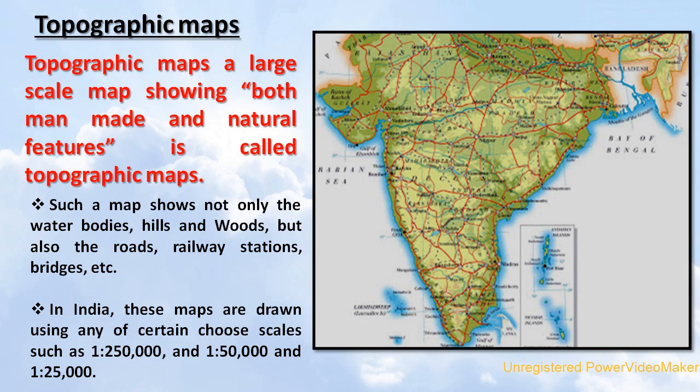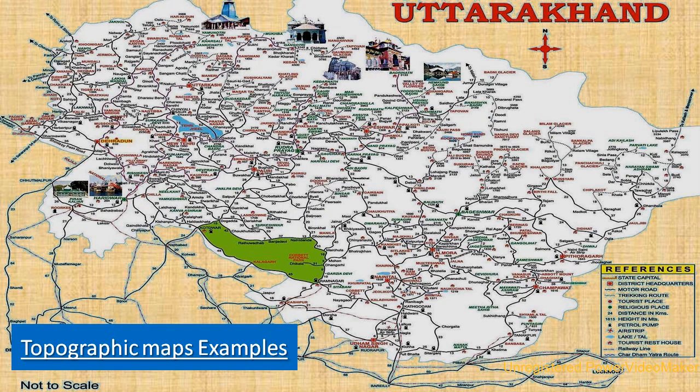Such a topographic map shows not only the water bodies, hills and woods, but also the roads, railway stations, bridges, etc. In India, these maps are drawn using certain chosen scales, such as 1 is to 2,50,000, 1 is to 50,000 and 1 is to 25,000.